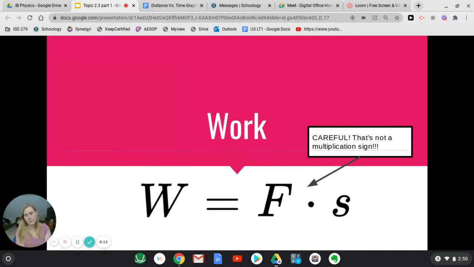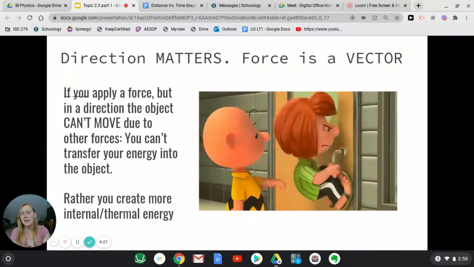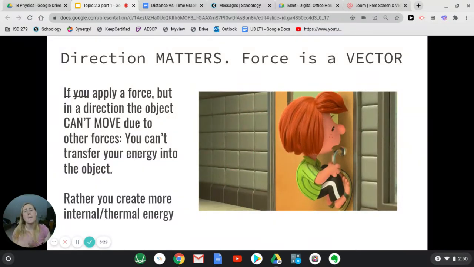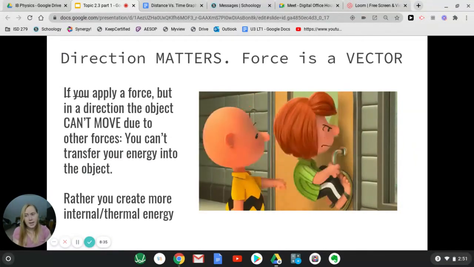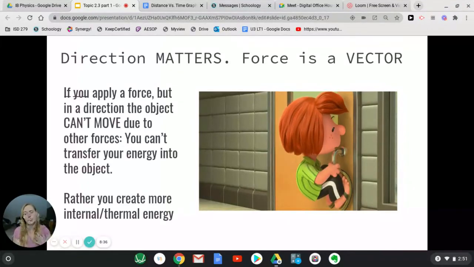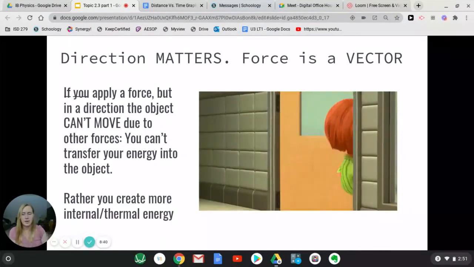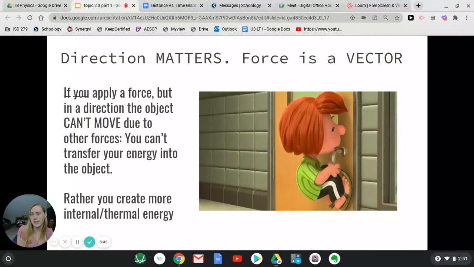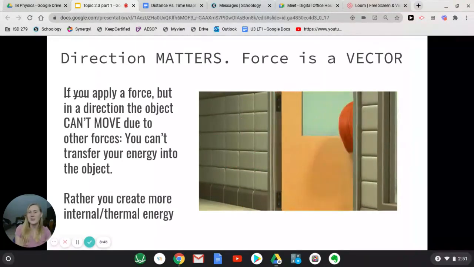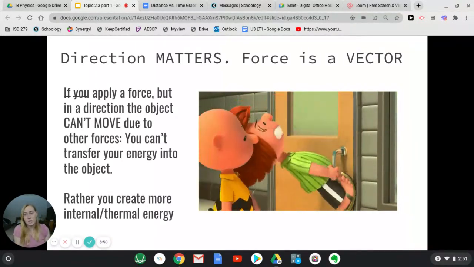But in general, what this means is that I won't get work done unless the force is in the direction that the object moves. So I've got a funny example. Here we've got Peppermint Patty, and she is pulling and pulling and pulling on the door. But because the door can't move that way, she's wasting all of her energy. Whereas Charlie Brown comes, he pushes the door the correct way, and he gets work done on the door. He accomplishes his task. So in general, the direction matters, since force is a vector.